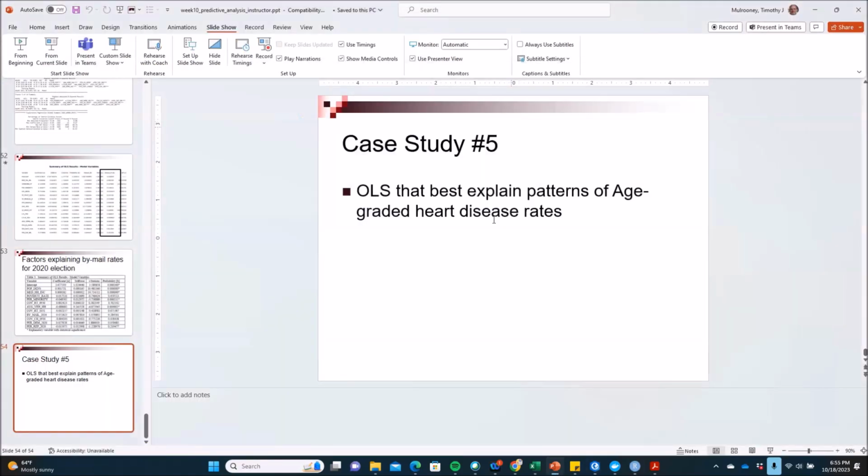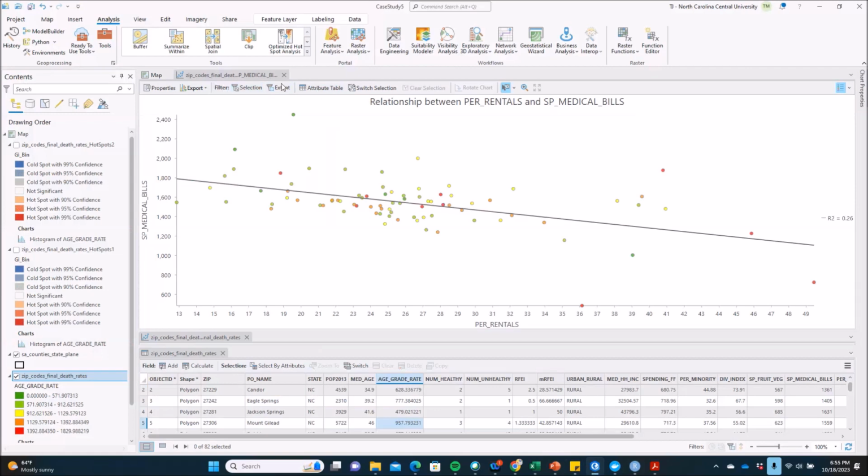So I can create this scatter plot right here that looks at the relationship between percent rentals and spending on medical bills. As the rental rate increases, the percentage of people who live in rental housing as opposed to owned housing increases, their spending on medical bills decreases.